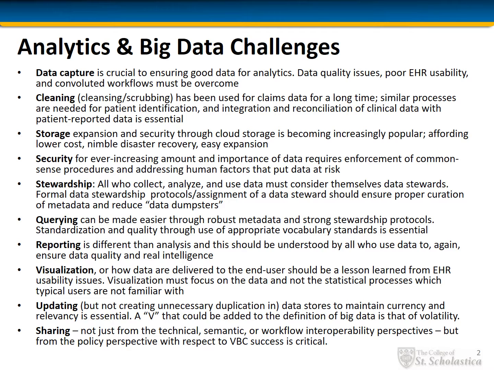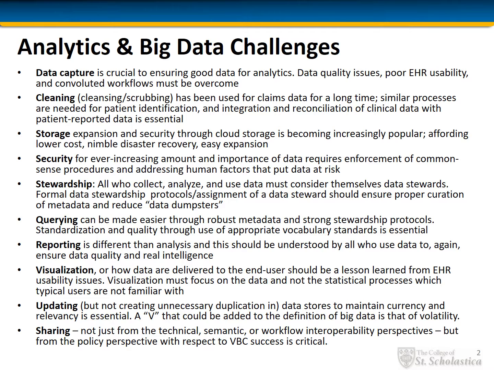Security for the ever-increasing amount and importance of data requires enforcement of common sense procedures and addressing human factors that put data at risk. In fact, common sense procedures such as keeping patches current and the human factor are the two biggest issues we face in security, and we've discussed this previously.